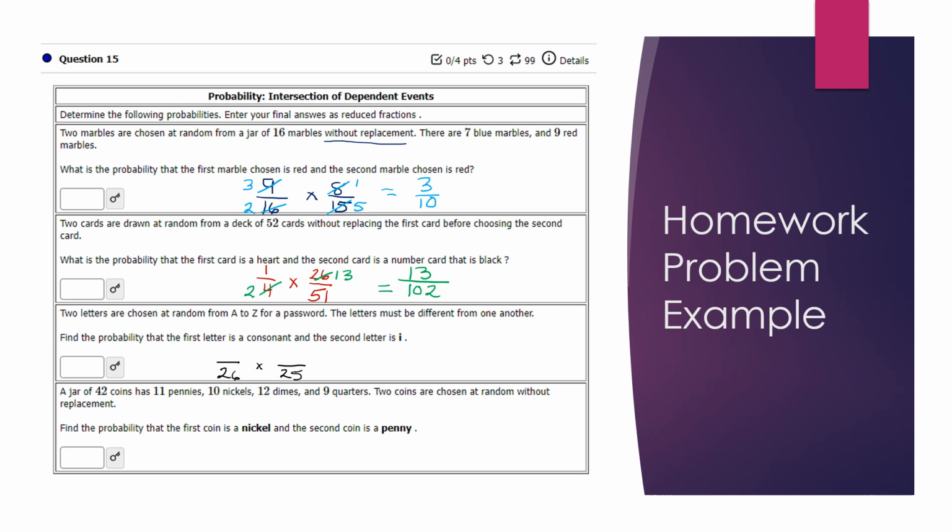Now, a consonant is not a vowel, so this is kind of thinking of the complement here. So I have A, E, I, O, and U would count as my vowels. So if I have 5 vowels and 26 letters, 21 are going to be consonants. For the second letter being an I, there's only 1 of those.